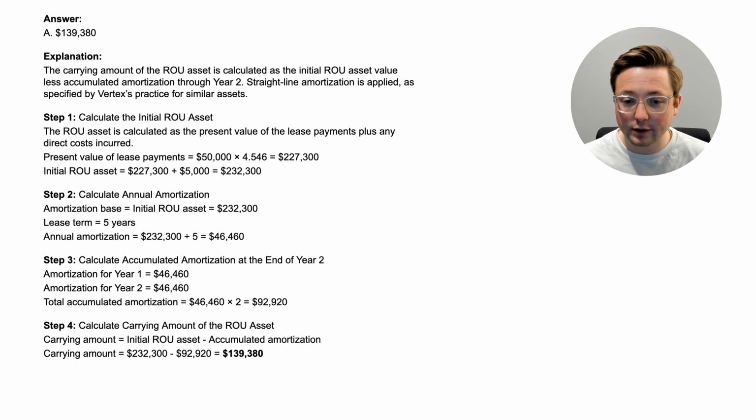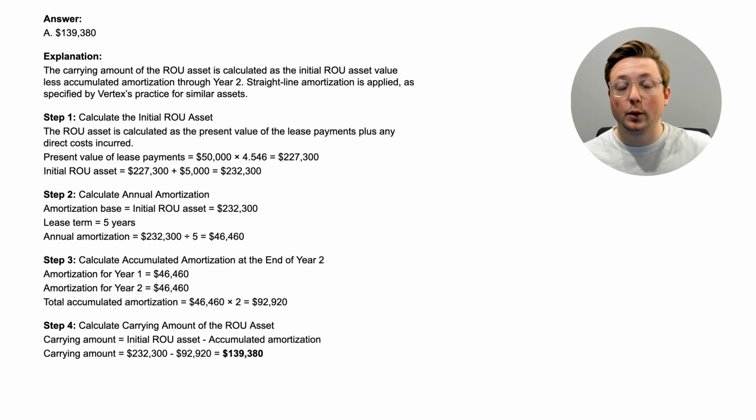That's the correct present value factor, $227,300. Then we add the $5,000 of direct costs. So the initial right of use asset is actually $232,300. Now that we know that, we can do the amortization for the rest of the years. The amortization base is $232,300. The lease term is 5 years. So we divide $232,300 by 5, and that gives us $46,460 of amortization each year for the right of use asset.